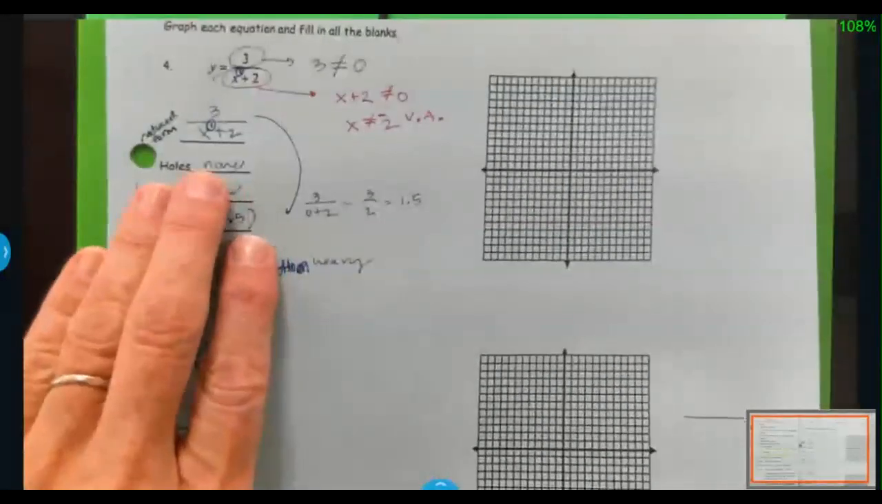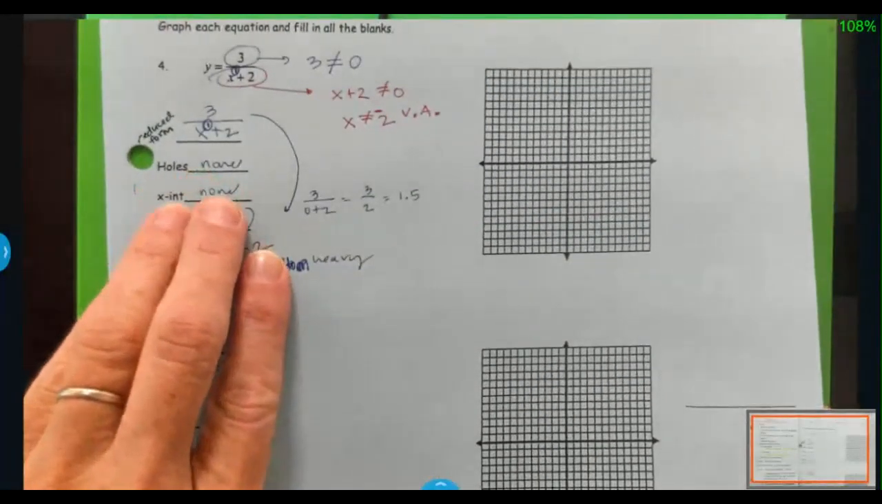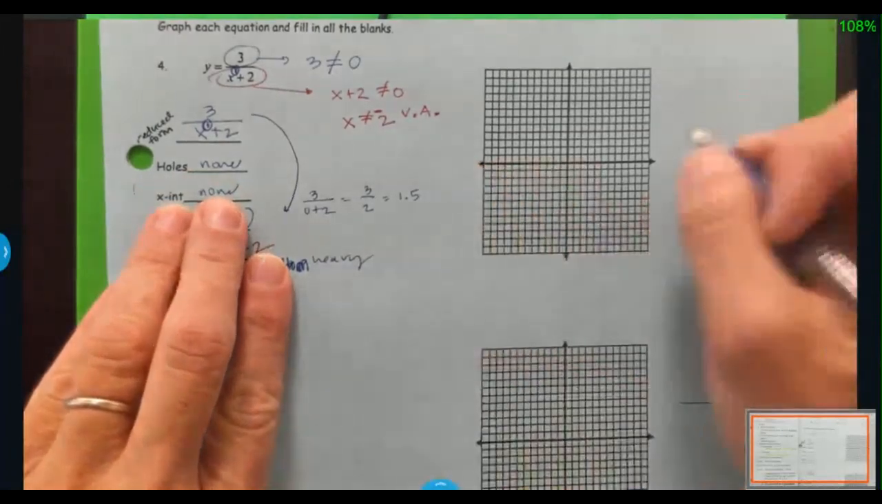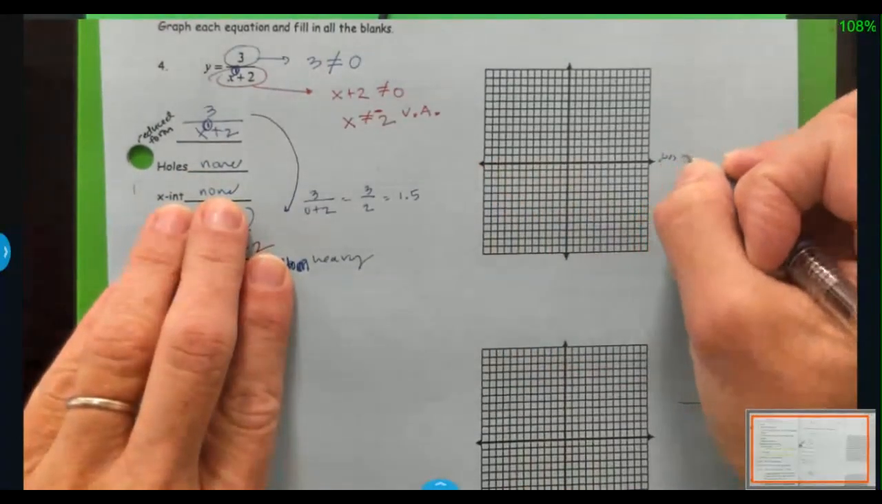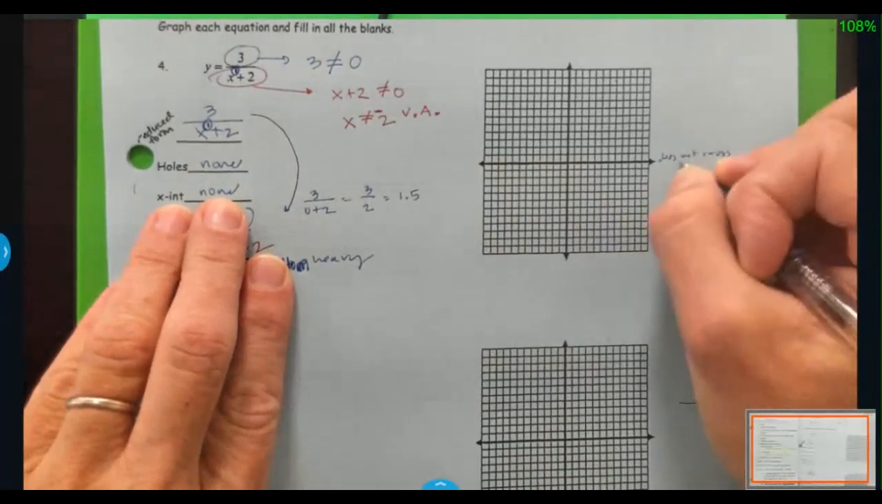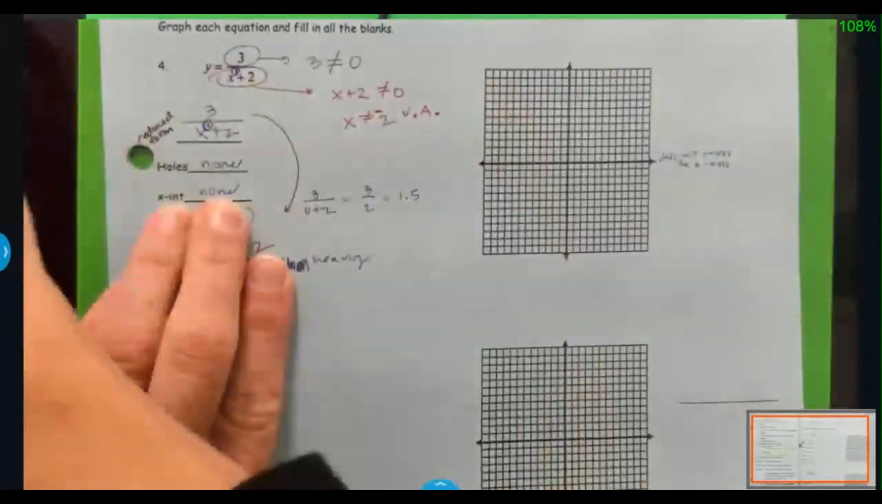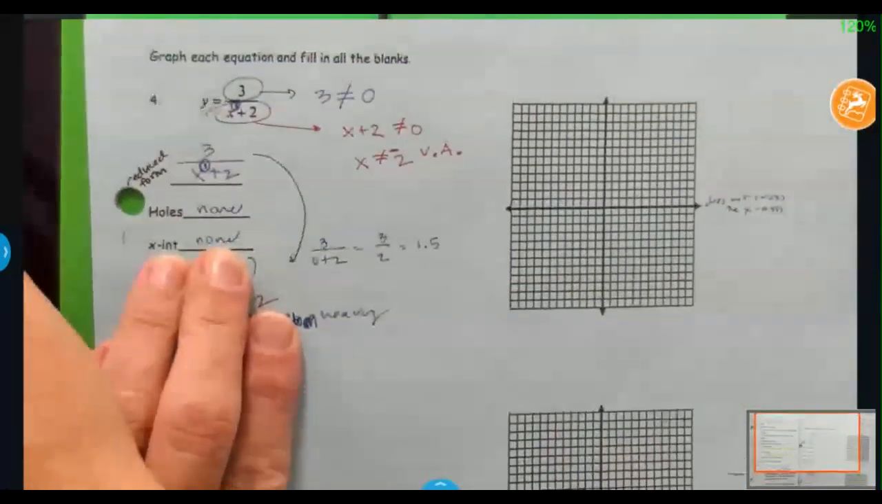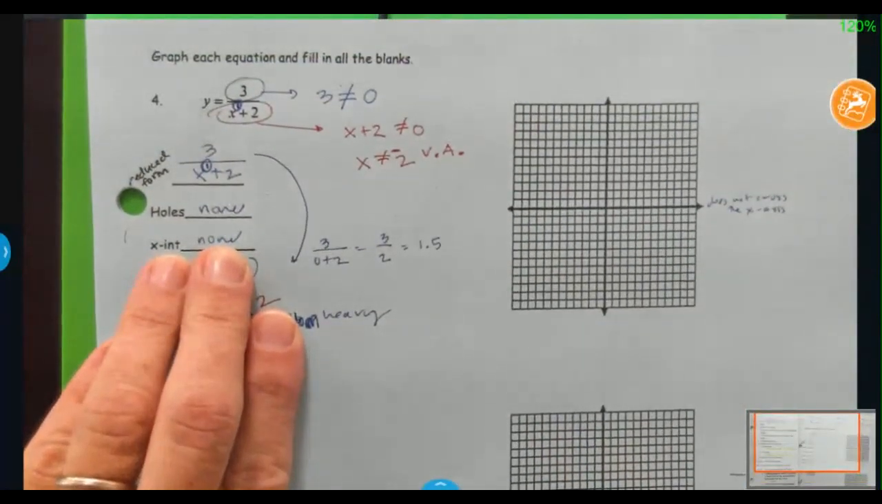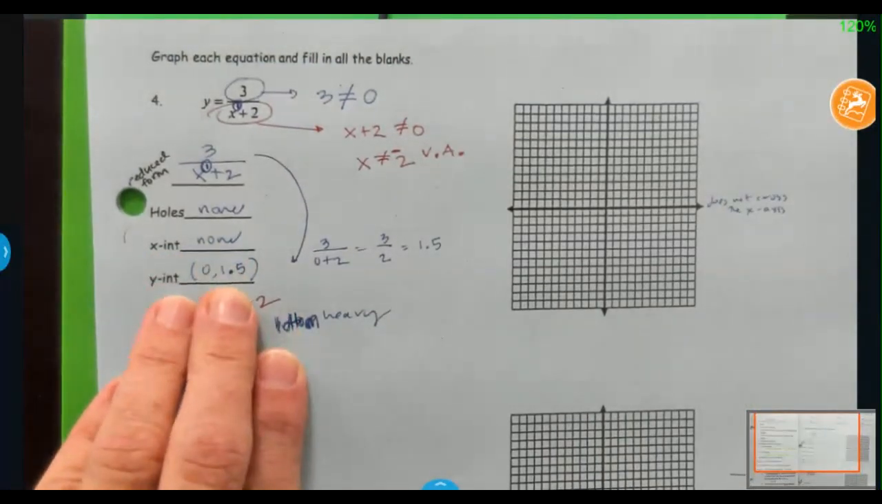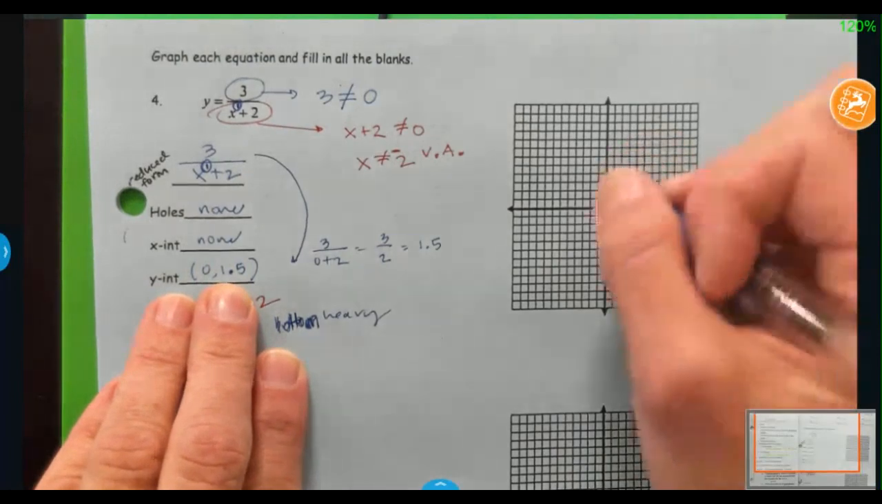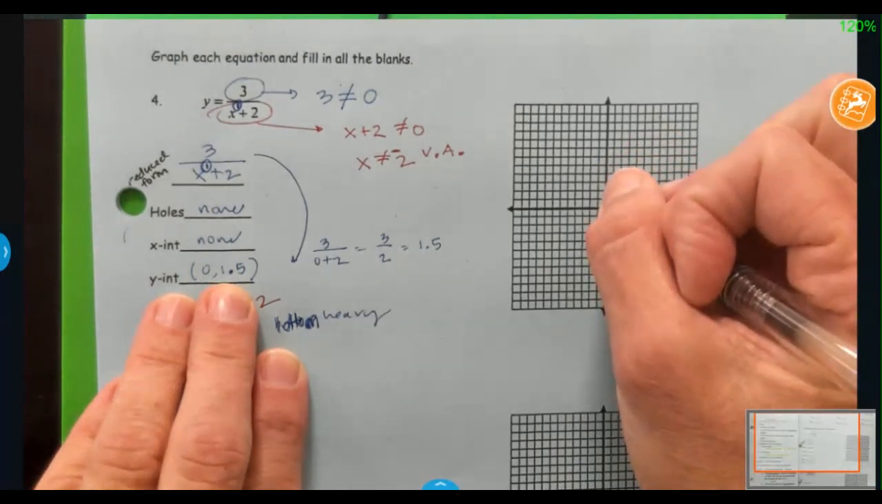Okay, we don't have a hole. I'll show you what a hole is in just a minute. We don't have an x-intercept. Now, what that tells me is it does not cross the x-axis. So when I start drawing this in just a minute, it can't cross the x-axis. The y-intercept is at (0, 1.5). So go over 0, up 1.5, and put yourself a dot.